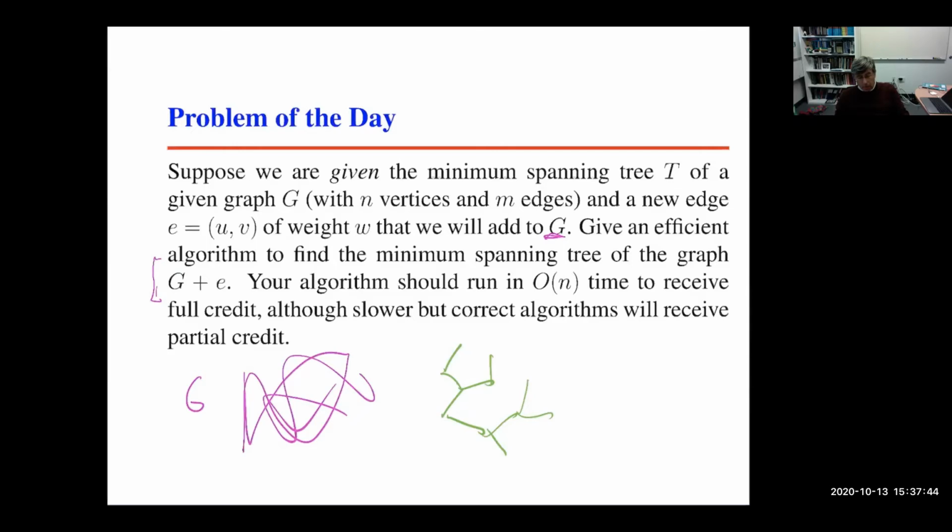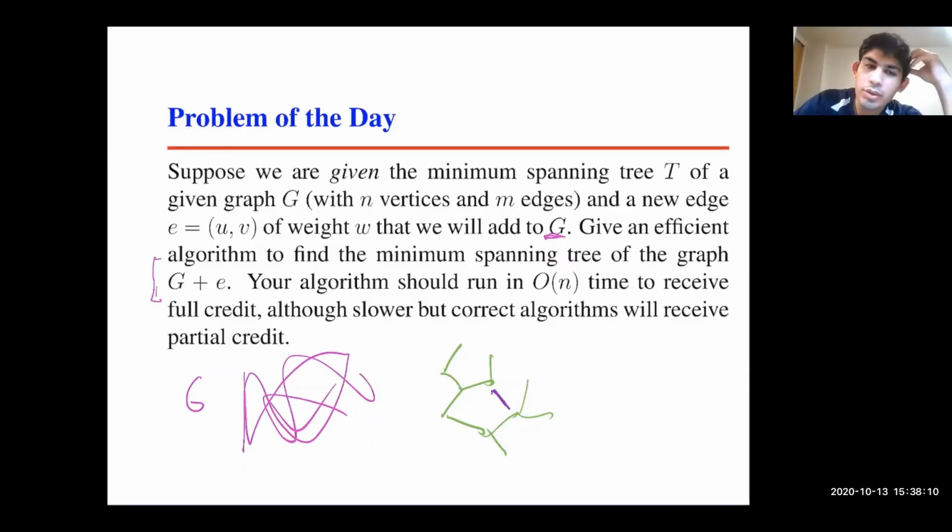Sorry, hold on. And they're giving you a new edge. Does this new edge change the minimum spanning tree? Find the new minimum spanning tree of the graph. Any ideas how to do it?